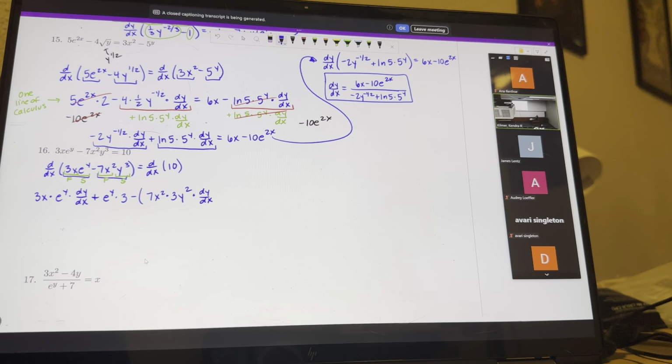So we have the first times the derivative of the second, plus the second, y cubed, times the derivative of the first. Finding the derivative of 7x squared is using our old ideas. The derivative of 7x squared is just 14x. Close parentheses. And then the derivative of a constant by itself is just 0. Okay, so we need to do a little bit of simplifying. But again, this is our one line of calculus.